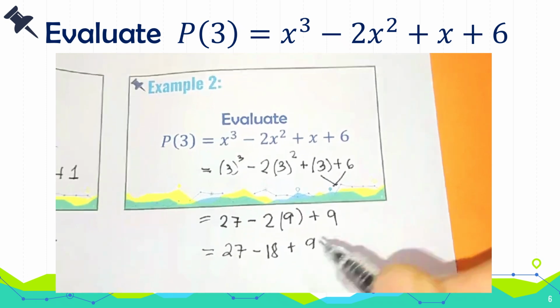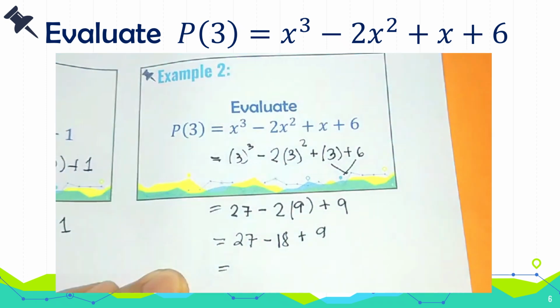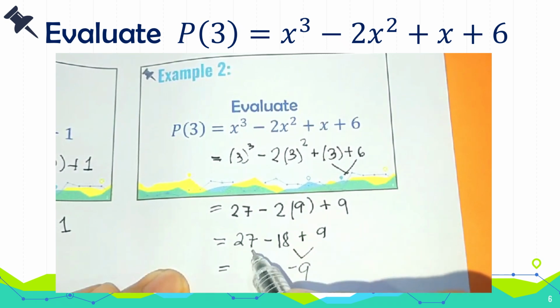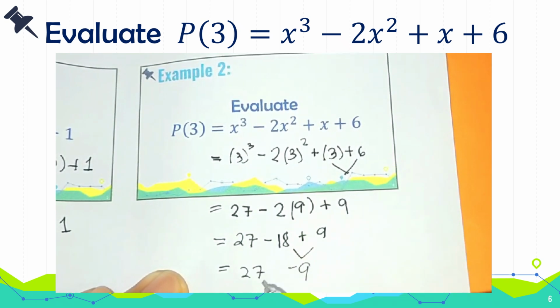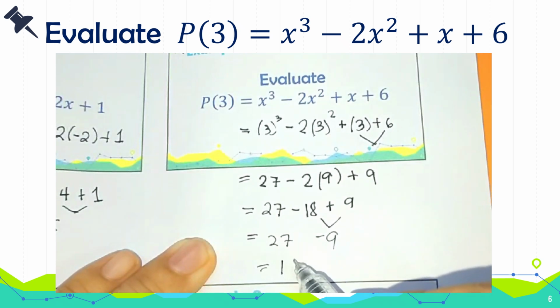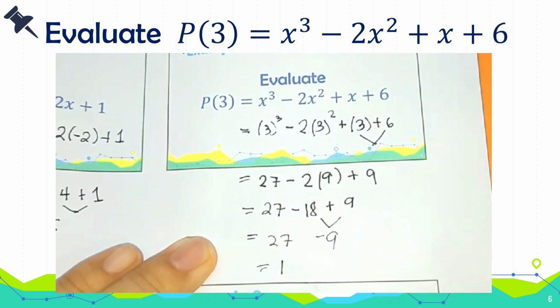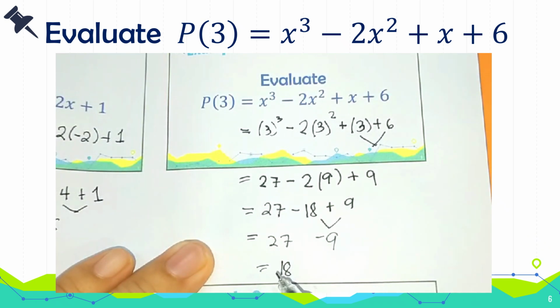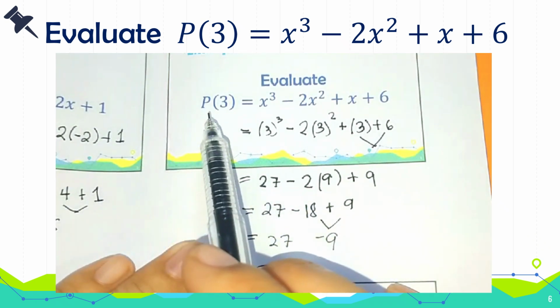Plus 9. Now let's simplify everything. Negative 9, 27. This will give us positive 18. Positive 18. So the value will be positive 18 when your P has a value of 3.